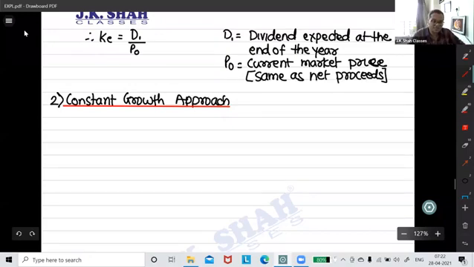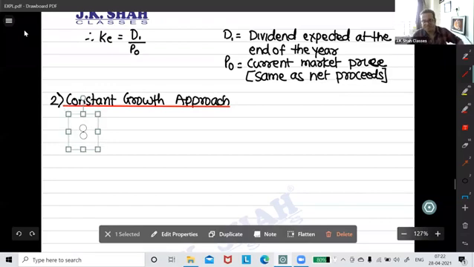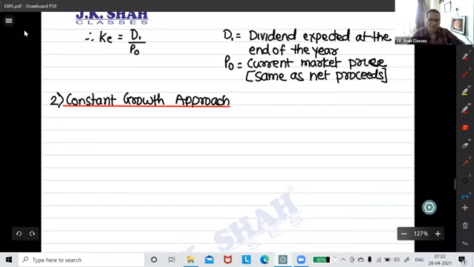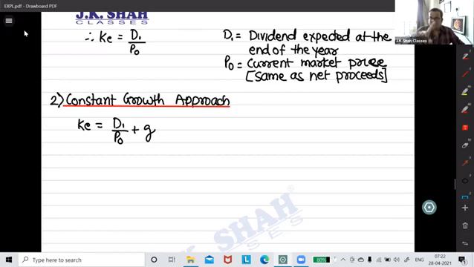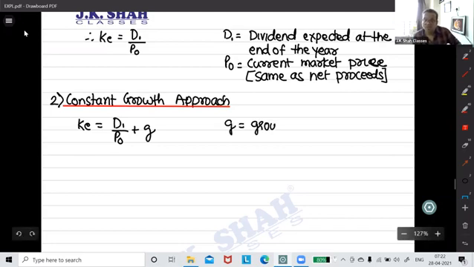You know what happens here? KE is going to be D1 upon P0 plus G. So we know already what is D1, we know already what is P0, so not to talk about that. What is this G? G is the growth rate expected in dividend.